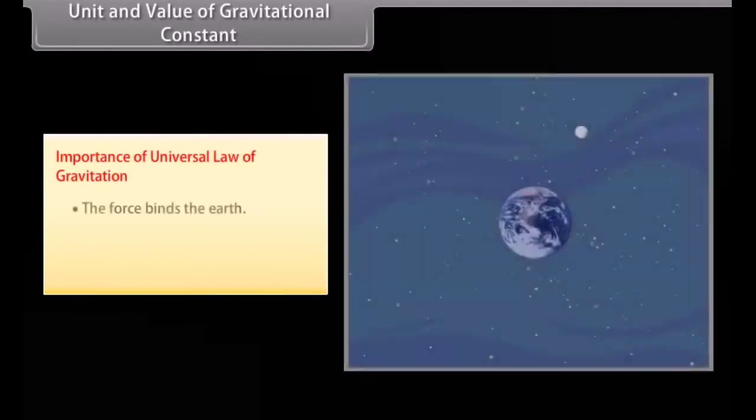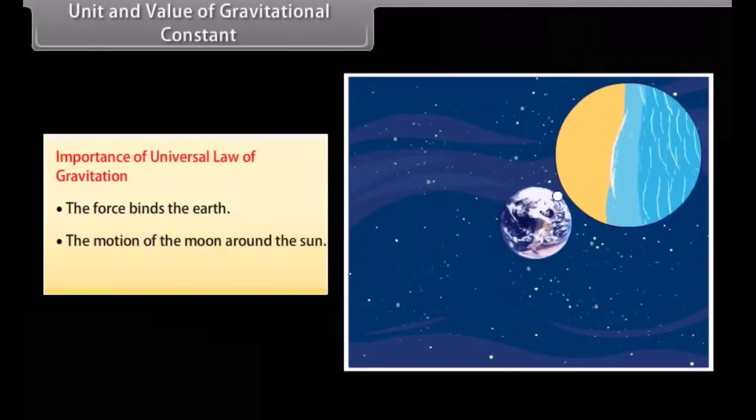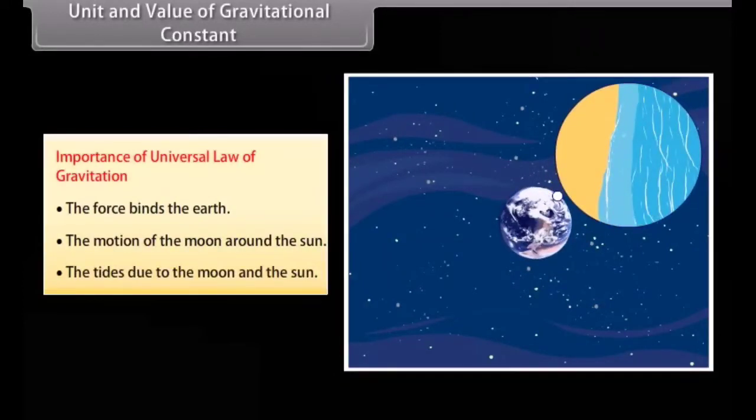Importance of universal law of gravitation. The force binds the earth to the sun. It explains the motion of the moon around the earth and the tides due to the moon and the sun.